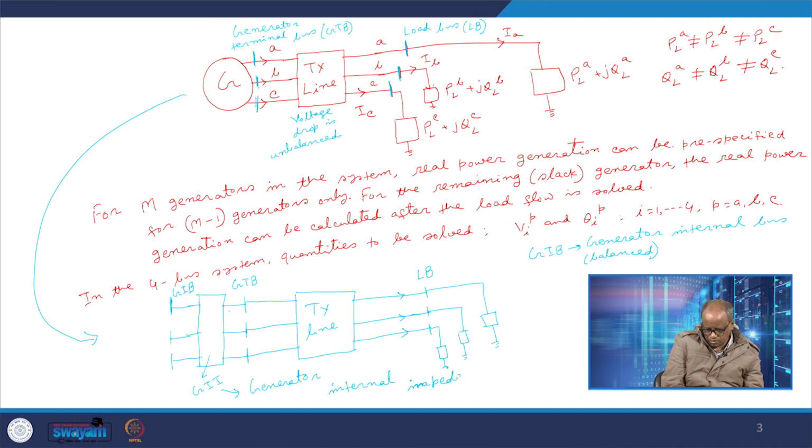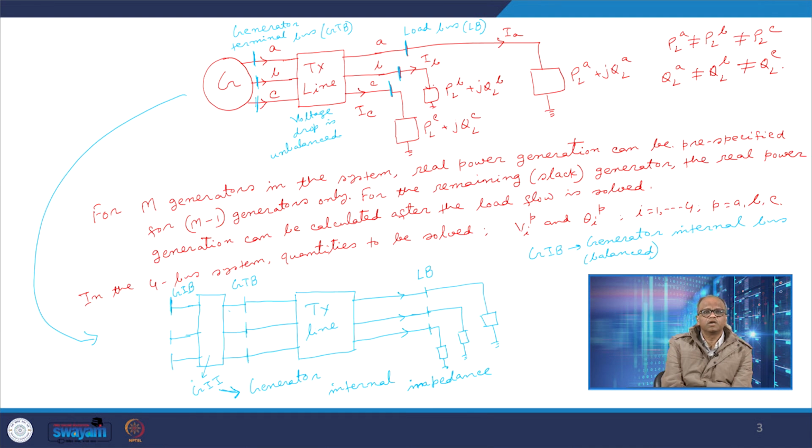Generator internal impedance. So GII stands for generator internal impedance. So what happens inside the generator? Generator generates a balanced voltage. So at GIB, that is at generator internal bus, generator generates a balanced voltage. Now this generator is essentially supplying an unbalanced load. Because of this unbalanced load, unbalanced current will flow. When this unbalanced current flows through this generator internal impedance, this will cause an unbalanced drop.